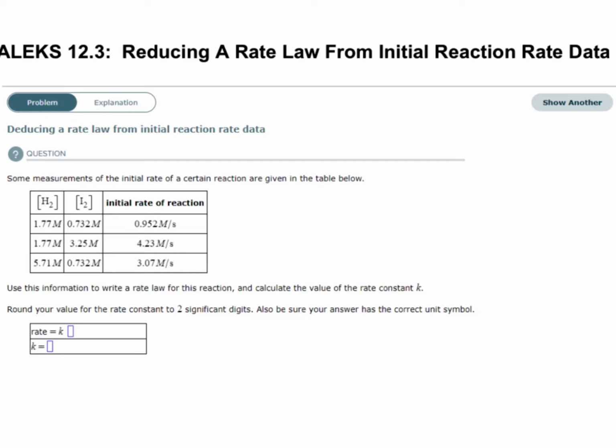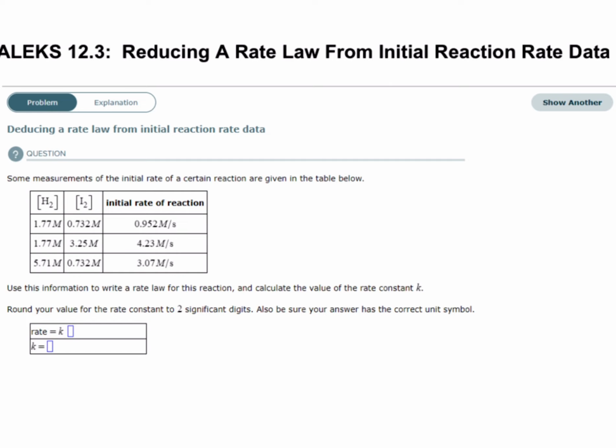We're going to work on an ALEKS problem that deals with determining the rate law equation from initial reaction rate data. In this particular example, they've given us a table with the concentration of the reactants and the initial rate of reaction for 3 different trials. They are asking us to determine the rate law equation, and they also want us to determine the rate law constant to 2 significant digits with the correct units. So this requires some work here.